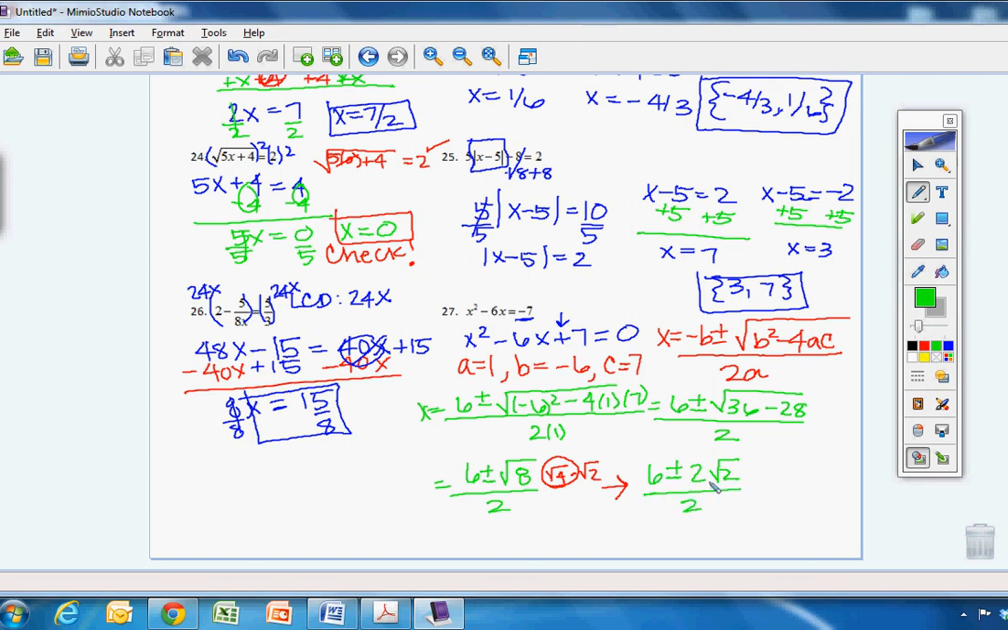So everything is pretty simplified, but now we can deal with the denominator and the numerators. So I want to make sure to divide every term by 2. So 6 divided by 2, it's going to leave me with 3. 2 divided by 2 is going to cancel out to a 1. So my final answer will be 3 plus or minus the square root of 2. Final.